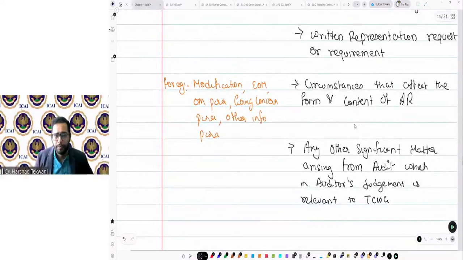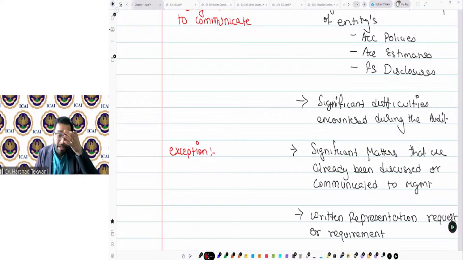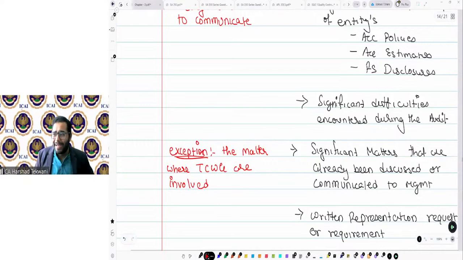Now there is an exception here. The exception is I will not report significant matters that are already being discussed or communicated to management, where those charged with governance are involved. For example, if there is a fraud issue going on, and those charged with governance are part of that fraud, I will not discuss that matter with them, although it is already discussed with the manager. So where the matter involves those charged with governance, I will not discuss it with them.